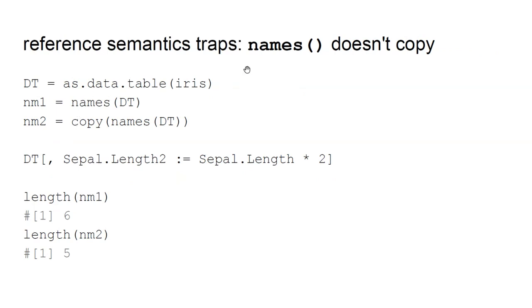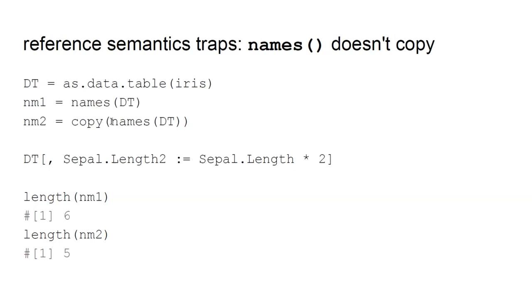Another trap is that the names function doesn't copy, it also refers. So it's a very similar example. We have nm1, nm2. We update dt to create a new column, and the nm1 variable got extended. It's a character variable, but it got extended. It's now longer just by changing our data table. And the nm2 variable stays the same because it was a deep copy of the character variable.